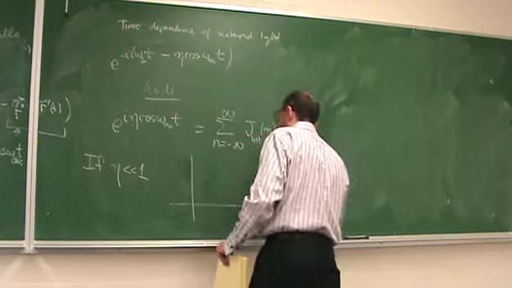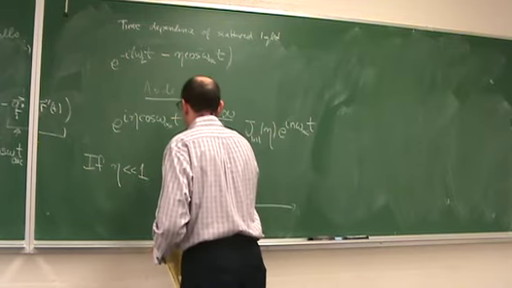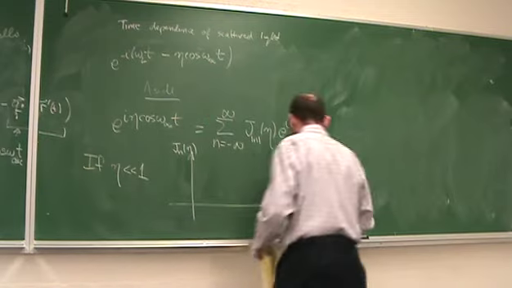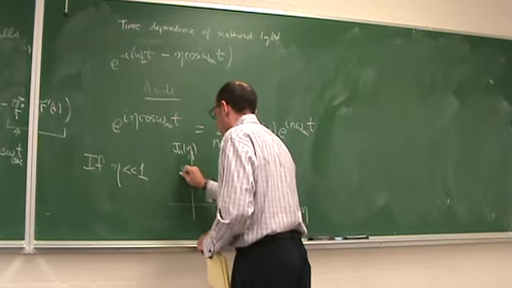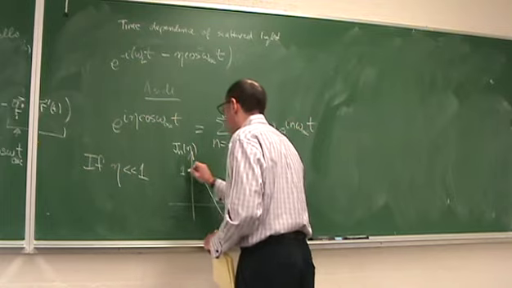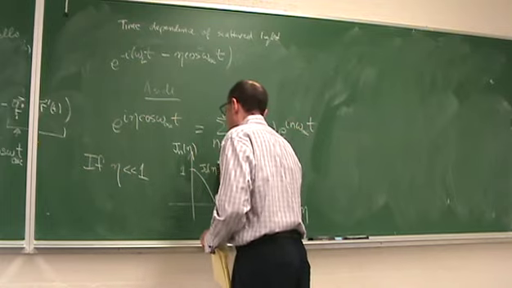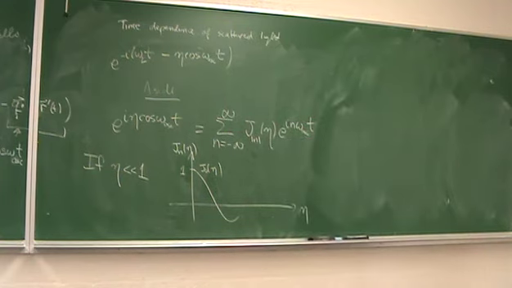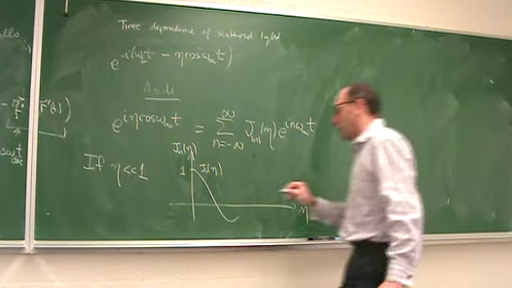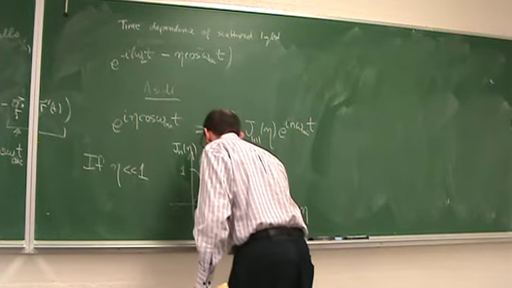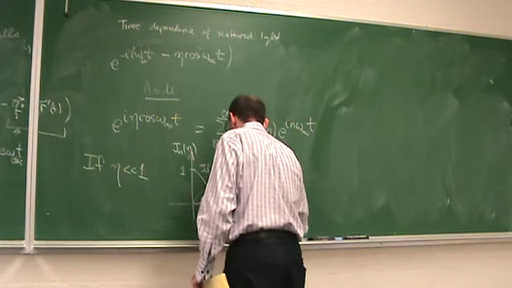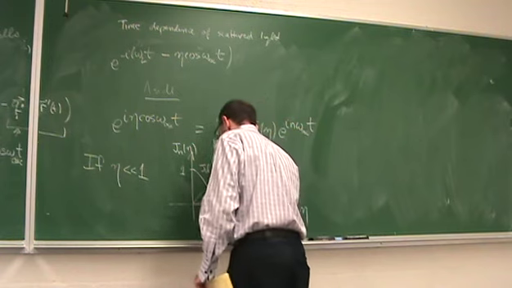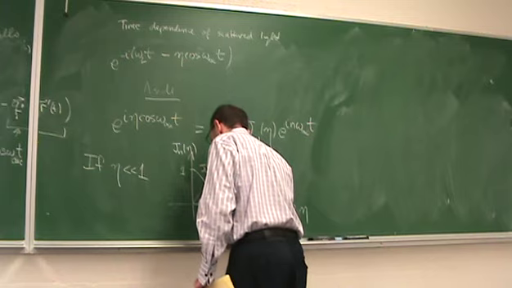let's remind ourselves what the Bessel functions look like as a function of their argument. The Bessel J0 is 1 at the origin. All the other Bessel functions are 0 at the origin. So the first order one is linear and it does something. The next one is quadratic and does something. This is J1 of eta. This is J2 of eta.